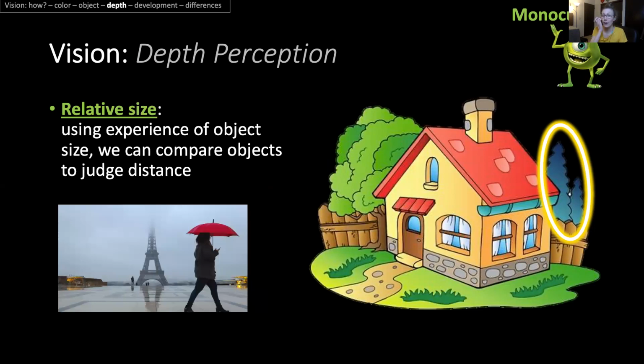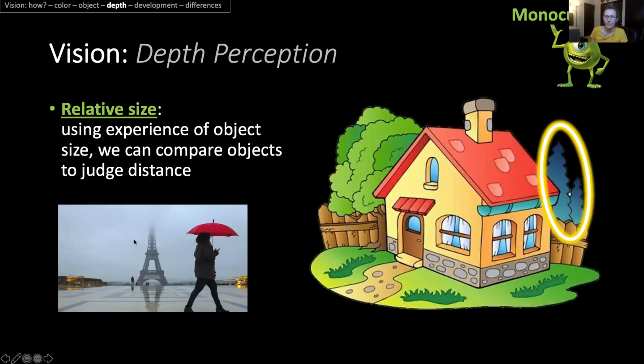And then the last one here is what's called relative size. So this is using our prior experience of objects and their sizes for us to be able to compare them and judge how far away we are from that object. So for instance, you might see the cityscape in Paris, France of the Eiffel Tower. You might know from experience that a regular human is not as tall as the Eiffel Tower. So that must mean that this Eiffel Tower is a lot farther back than this woman is.